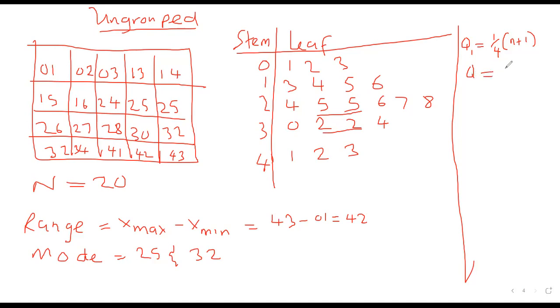So 5.25, you round off to the nearest whole number. If it's 5.75, it becomes 6. 5.25, it's 5. But if it's 5.5, you add the fifth and the sixth number and divide by 2. So 5.25 is as good as 5. What is the fifth number? We count 1, 2, 3, 4, 5. So this is 13.